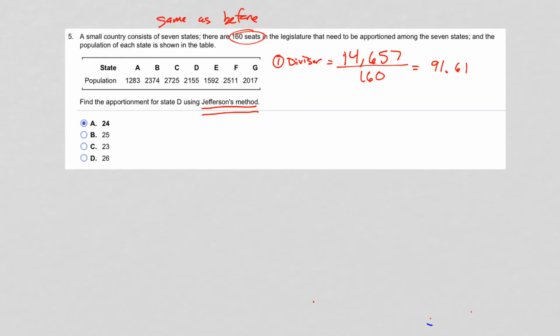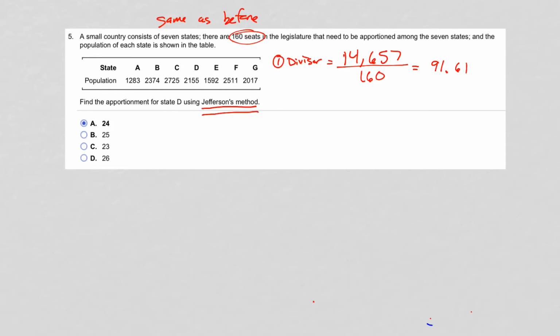Okay, guys, now we're with our last question, and the last method is Jefferson's method. Jefferson did not want any leftover seats. He does not want to distribute any leftover, so he's going to modify the divisor. This is the same scenario as number 4, same country with the 7 states with the same population and 160 seats in my particular case.